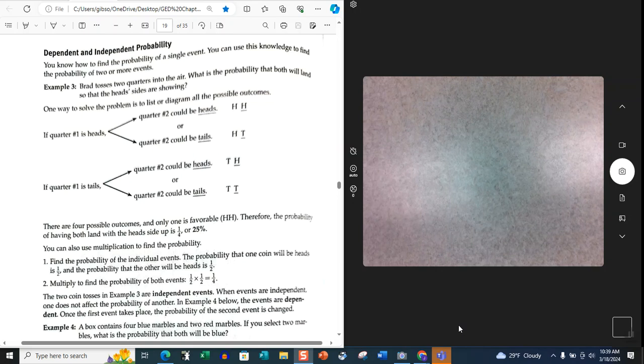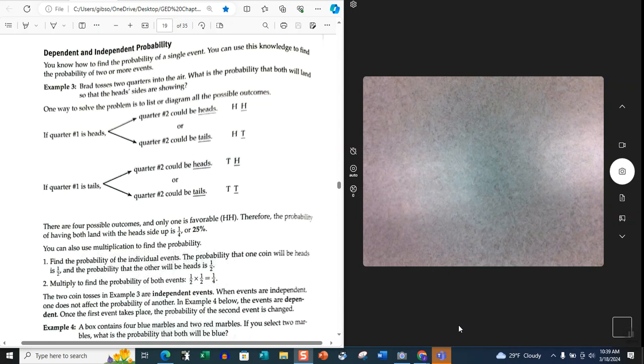Class, we're about to start the second part of Lesson 7, Chapter 4. It says dependent and independent probability. You know how to find the probability of a single event. You can use this knowledge to find the probability of two or more events.